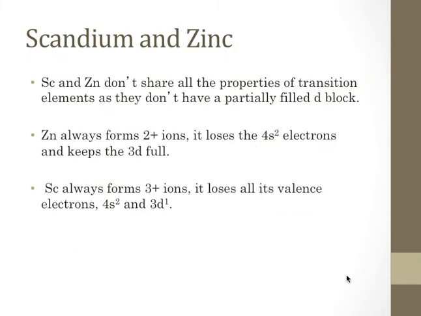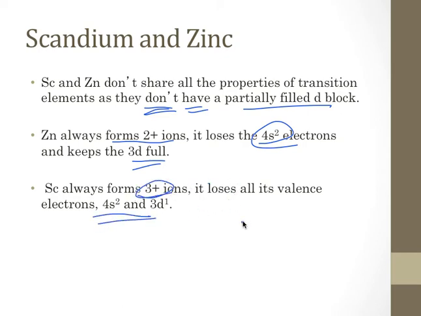Scandium and zinc don't share all the properties of the transition elements because they do not have a partially filled D block. Zinc always forms that plus 2 ion. It loses those 4s electrons and the 3D is kept full. Scandium always forms a plus 3 ion. It loses all of its valence electrons, the 4s2 and the 3d1.